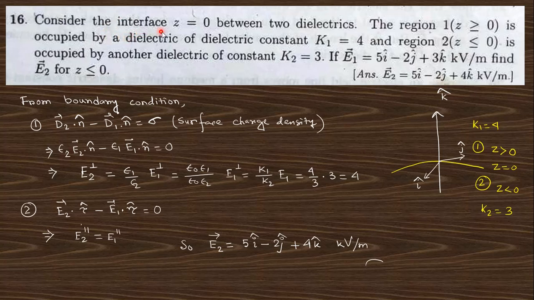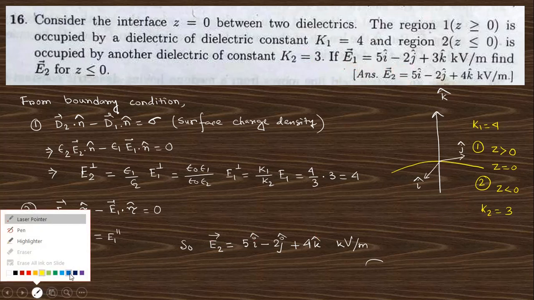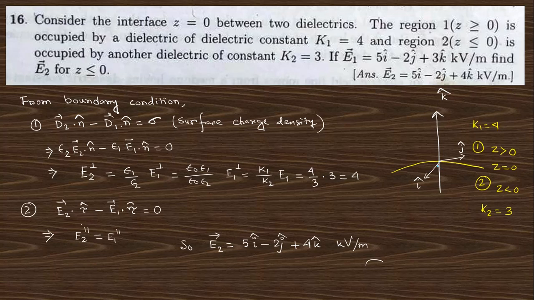Consider the interface z equals 0 as the interface between two dielectrics, where region 1 is z greater than 0 and region 2 is below it, with k1 equal to 4 and k2 equal to 3. The electric field in medium 1, E1, is given. You need to find out E2. Clear?